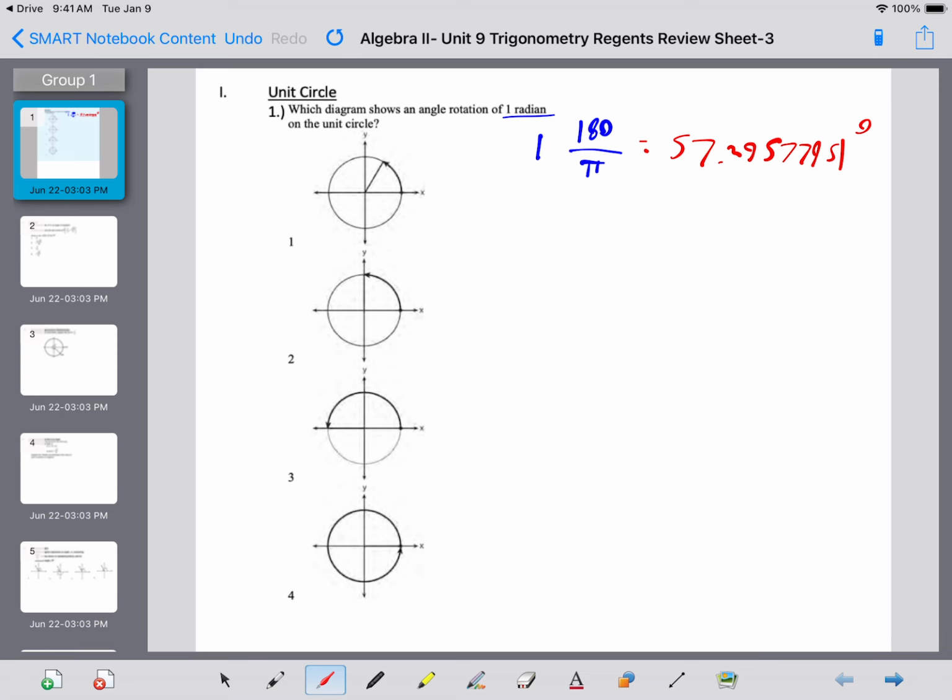So we know that this is 90 degrees, so it's not 2. We know that this is 180 degrees, so it's not 3. This is 360 degrees, so it's not 4. And 57 degrees is in between 0 and 90. So it is, in fact, 1. Okay.